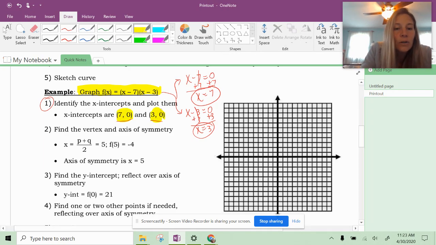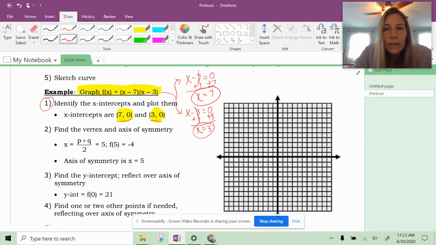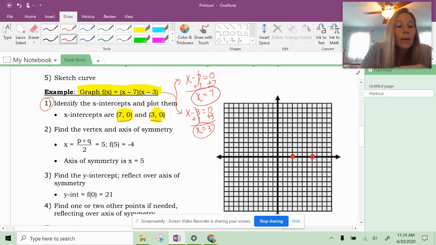So the x-intercepts are (7, 0) and (3, 0). We can go ahead and plot those on the graph. So (3, 0) is right here. 4, 5, 6, 7, 0 is going to be right here. So now, step 2, we're going to find the vertex and the axis of symmetry.